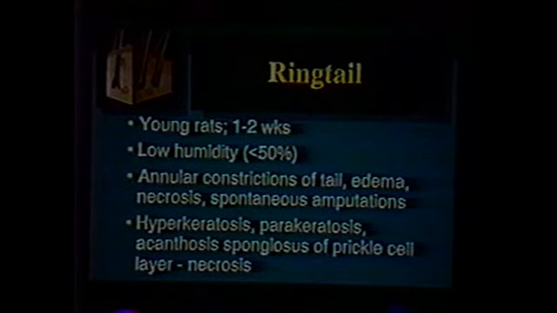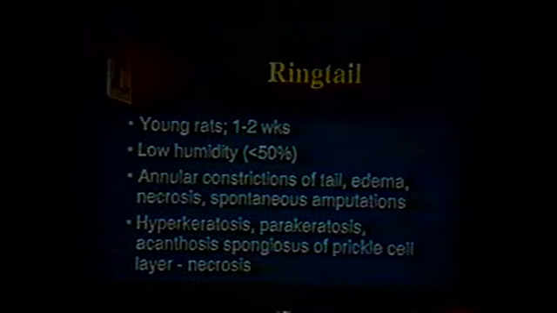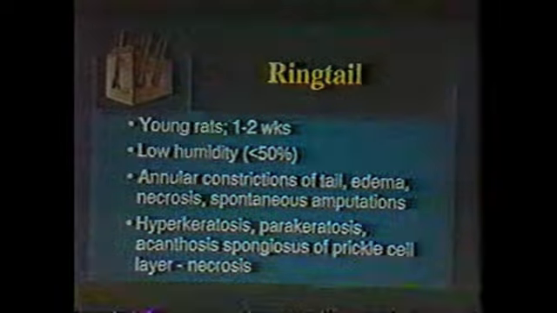Microscopically, it's not very impressive to see it, and I'll show you an acute manifestation. But edema, spongiosis, necrosis, separation of the epithelial cells that may result in spontaneous amputations, and the pathogenesis, of course, invokes hyperkeratosis and perikeratotic responses, and this is what it looks like.